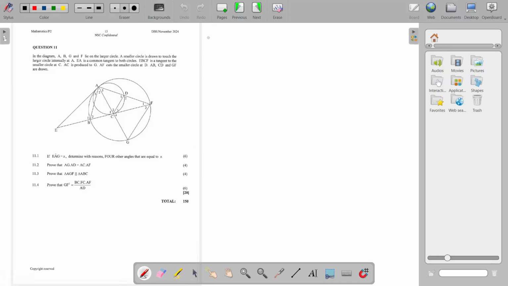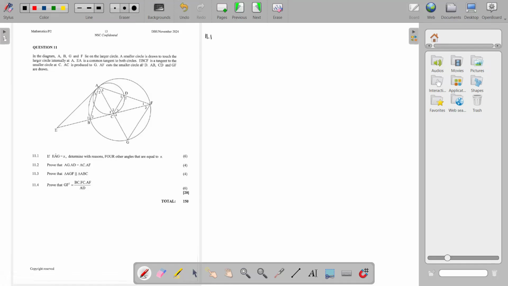Now we are on question number 11, which will start with 11.1. If we check in the diagram, A, B, G, and F lie on the larger circle. We are also told a smaller circle is drawn to touch the larger circle internally at A. Then we are told EA is a common tangent to both circles.